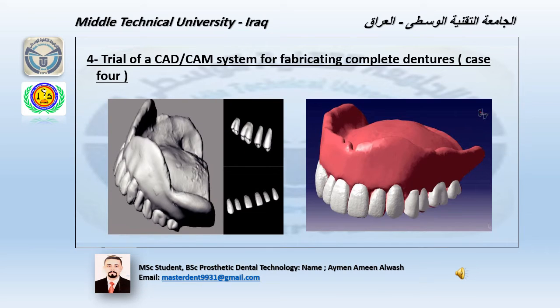Number 4. Trial of a CAD/CAM system for fabricating complete denture. Case 4. After recording the primary impression, final impression, record base, pie trim, centric relation, and arrangement of artificial teeth, send the complete denture to the dentist for a trial inside the patient's mouth. After that, the dentist returns the complete denture to the dental lab.